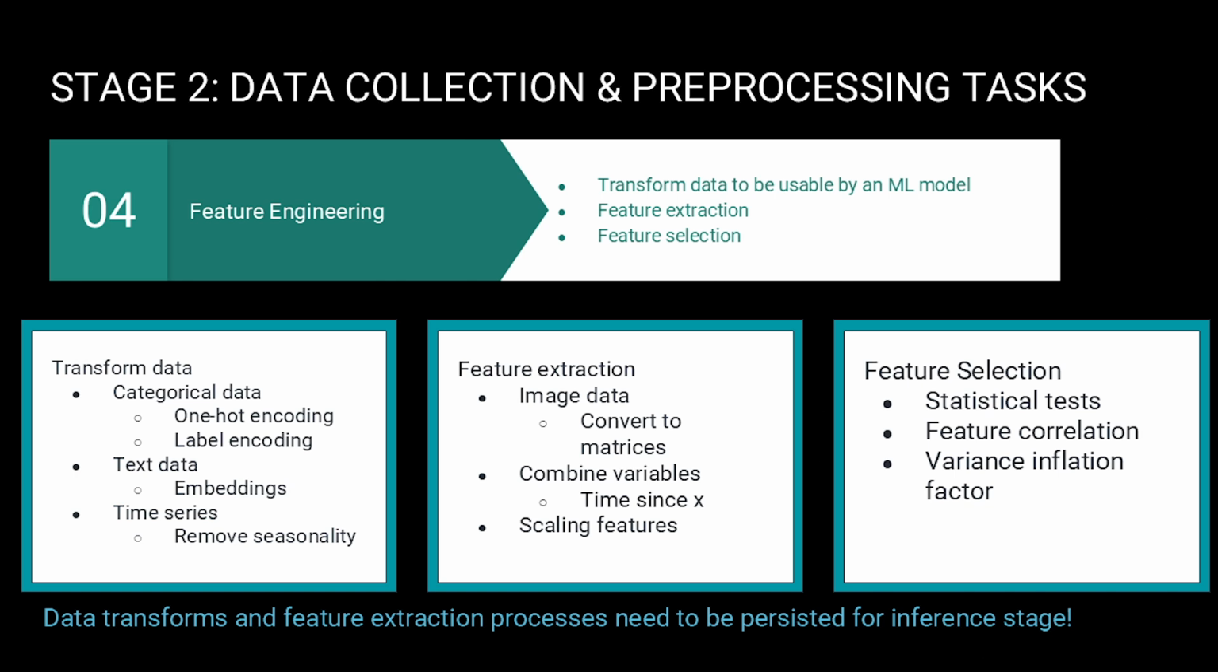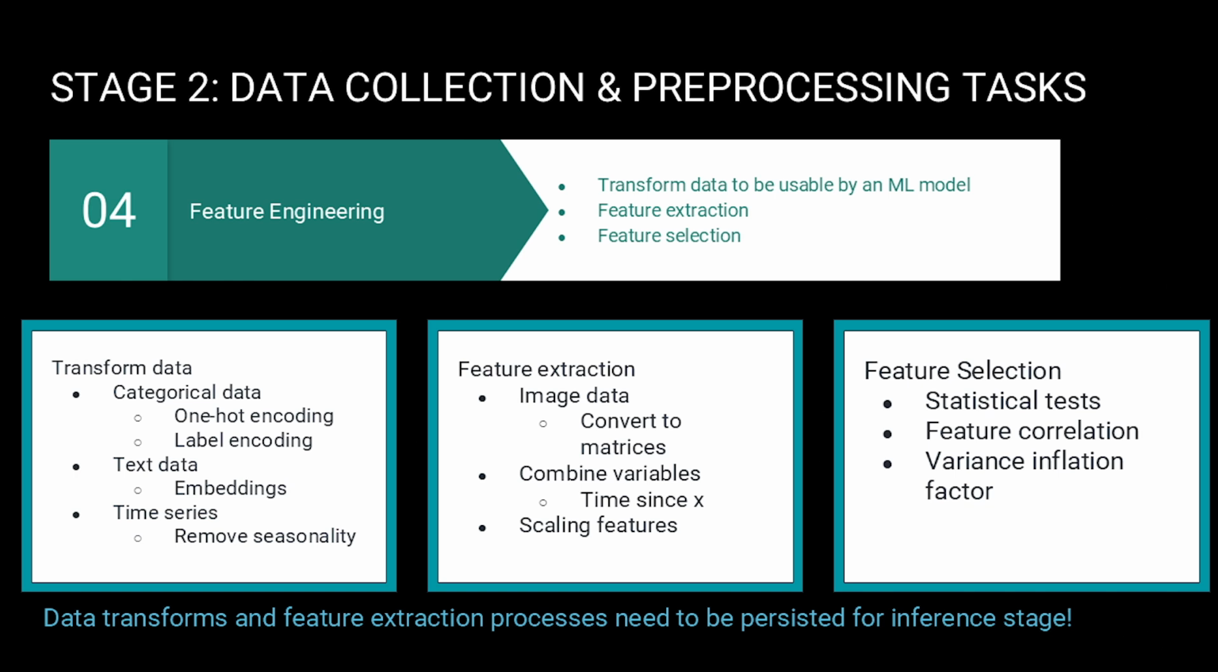Finally, let's discuss feature engineering. Feature engineering encompasses many different techniques. With categorical data, we might want to conduct one-hot encoding or label encoding. With textual data, we might want to create embeddings. For time series data, we might want to remove seasonality from that time series.